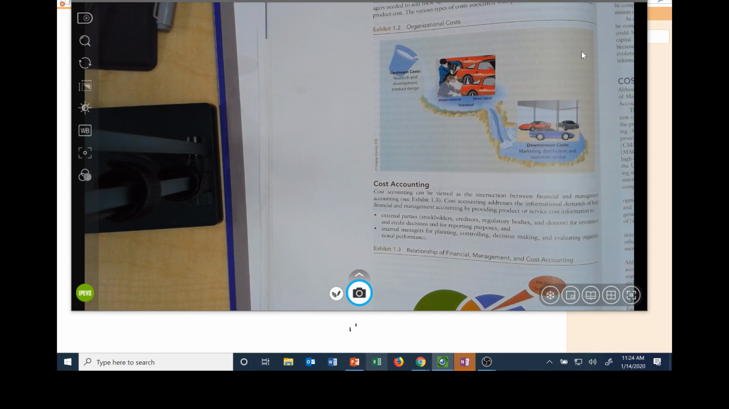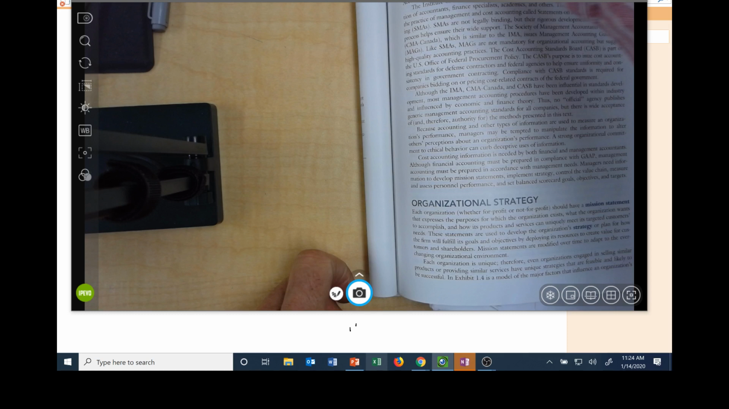Now the government doesn't use cost accounting like they use financial. The government uses financial accounting for tax returns and audits and so forth.